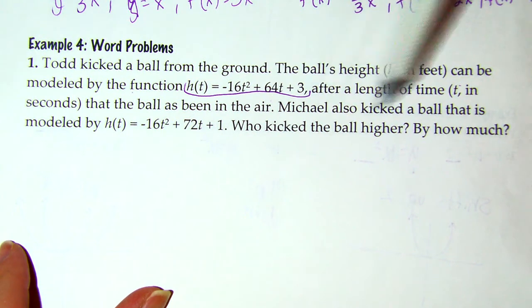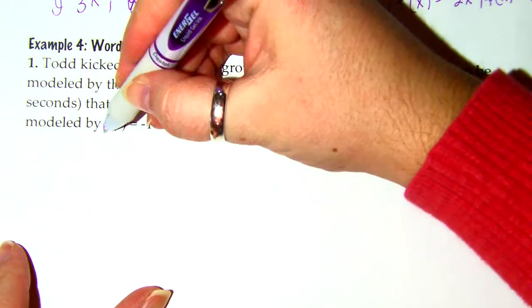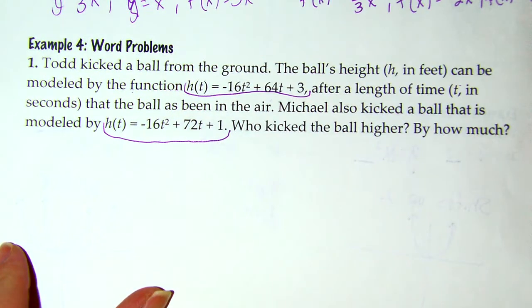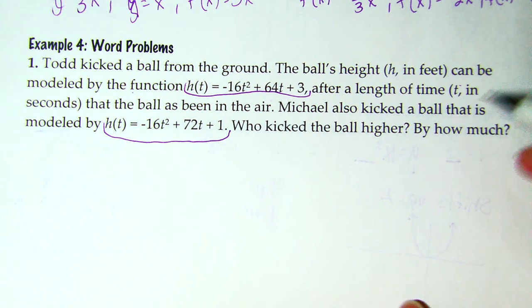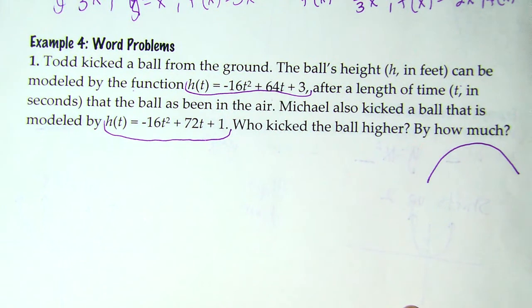Michael also kicked a ball. Here's that function for the path of his ball. So it's asking who kicked it higher and by how much. So if you could picture the path of a ball, if they both kicked it, and we're wanting to know who kicked it higher, what part of the graph do we need to know?